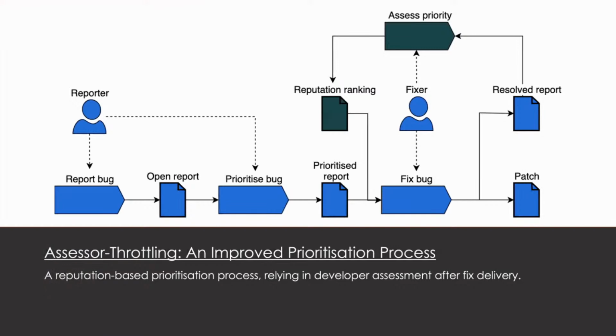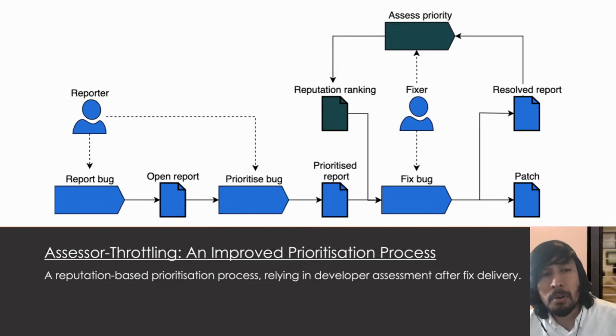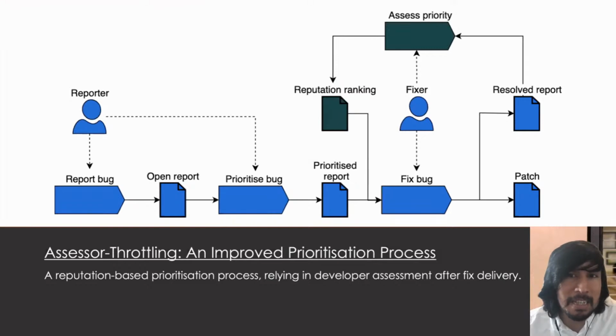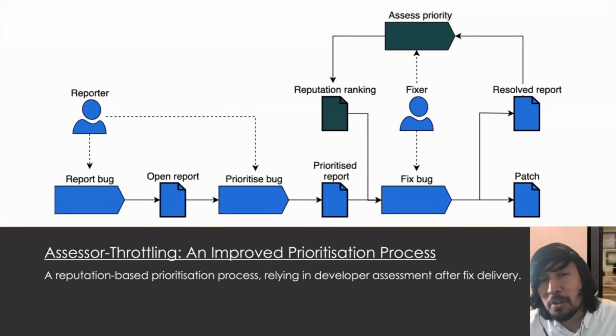So to address this problem, we propose a new style of bug prioritization called assessor throttling. In assessor throttling, like in distributed prioritization, the reporter also makes an initial assessment of the priority of a bug. However, later, the developer that's in charge of fixing the bug, after delivering the patch and spending some time working on the bug, evaluates this initial assessment. And if he disagrees, he will penalize the offending reporter in the reputation ranking. And this reputation ranking will later determine which bugs get fixed and which do not.